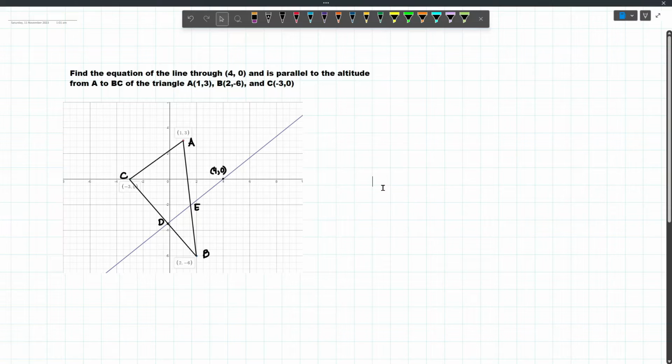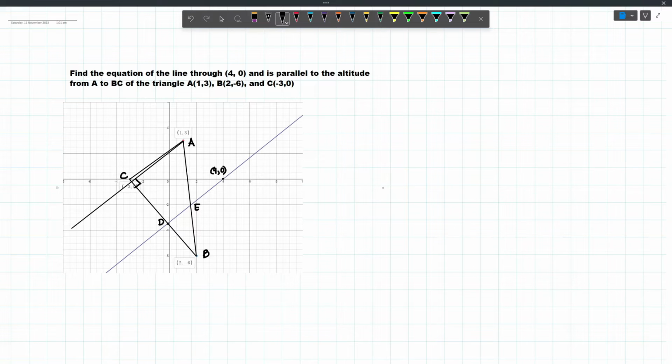The only thing that you need to understand is that the line of interest passes through (4, 0), this point, and it's parallel to the altitude from A to BC. So it's essentially parallel to this line. Now this distance is the altitude from A to BC, and so this is perpendicular to BC.